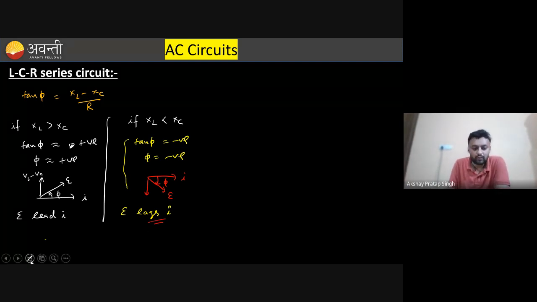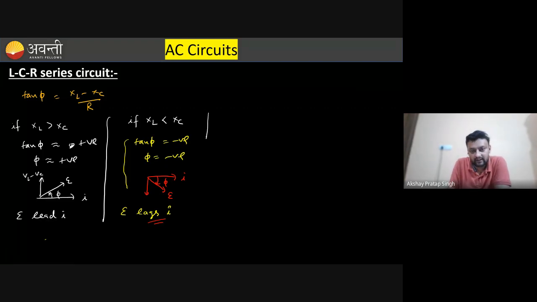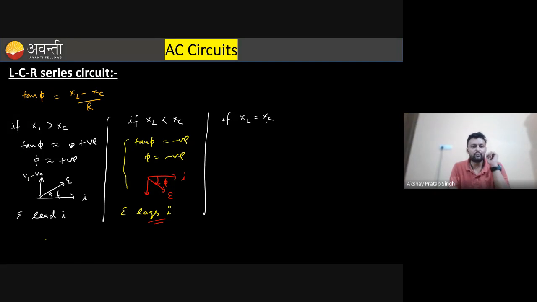Circuit is more capacitive. And the final case, I hope everybody can understand what will be the final case. If XL is equal to XC, can you tell me what will happen in this case? Phi will be what? Zero. And the circuit will be resistive. Very good. I will say the circuit will be resistive.